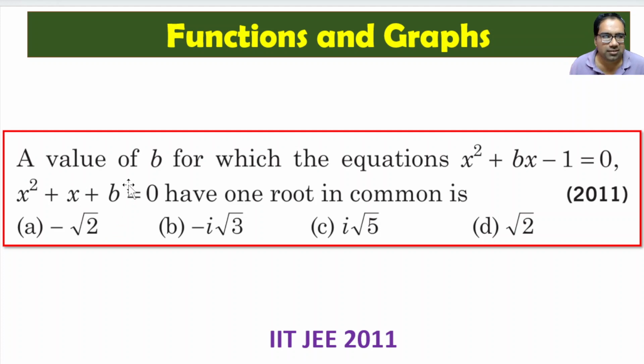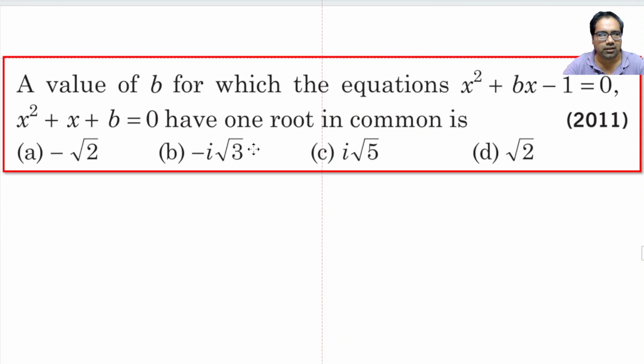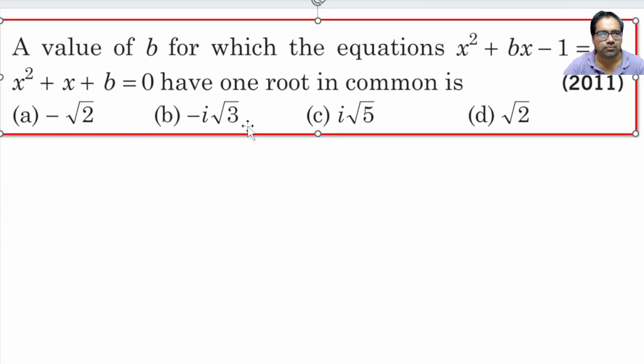Right. Basically, what does it mean? For the common root, this equation should be 0, and this equation also should be 0. Basically, x square plus bx minus 1 should be equal to x square plus x plus b, which should be equal to 0, right? Now taking that, let us try to equate both of them and then see what we can do.